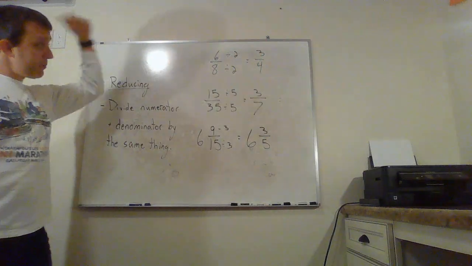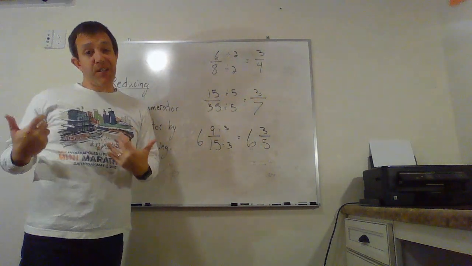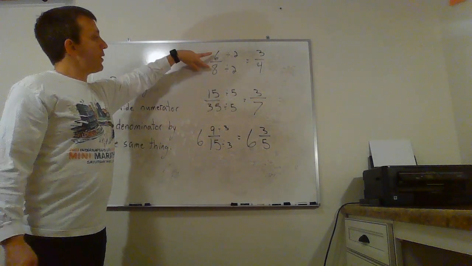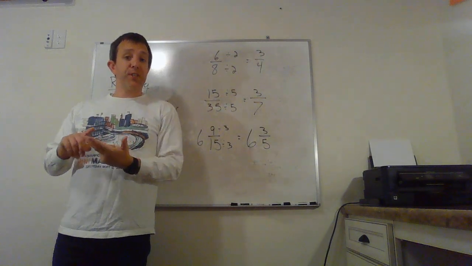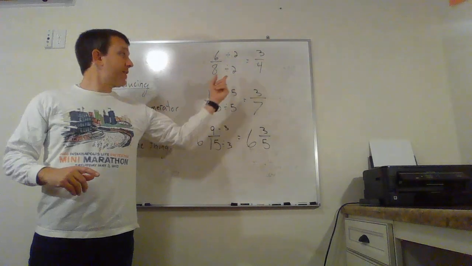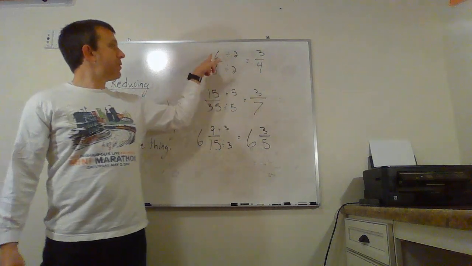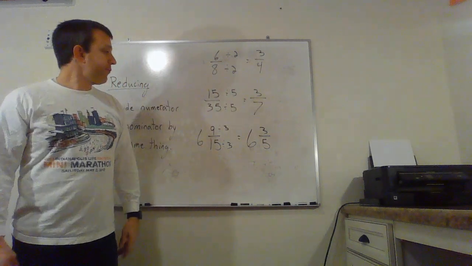So anytime we have a fraction, we want to get it in what's called its lowest terms. And the process we do to get it to lowest terms is we reduce. So when I look at 6 over 8, I am looking for a number that divides both 6 and 8. In this case, 2 is my only option. 6 and 8 are both divisible by 2. 6 divided by 2 is 3. 8 divided by 2 is 4.